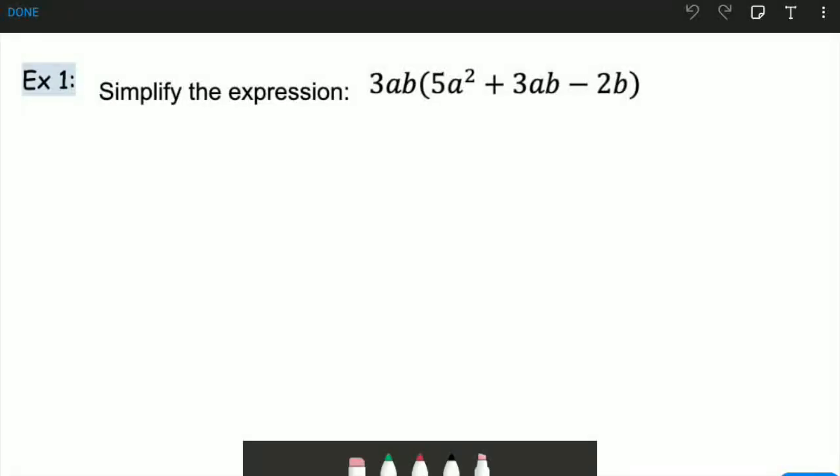Okay, in this video, we're going to be simplifying the expression 3ab times the polynomial 5a squared plus 3ab minus 2b. So this is going to require some distribution here. So we'll distribute 3ab through this. 3ab times 5a squared is going to be, well, when you multiply monomial expressions, multiply the coefficients. So 3 times 5 is 15.